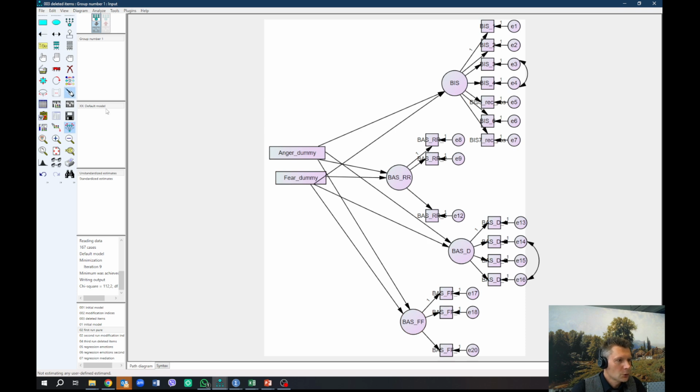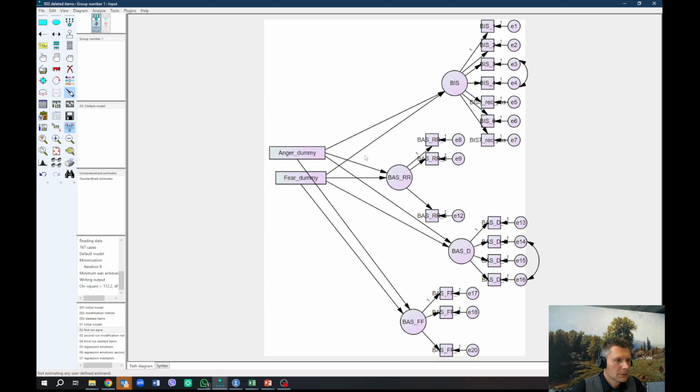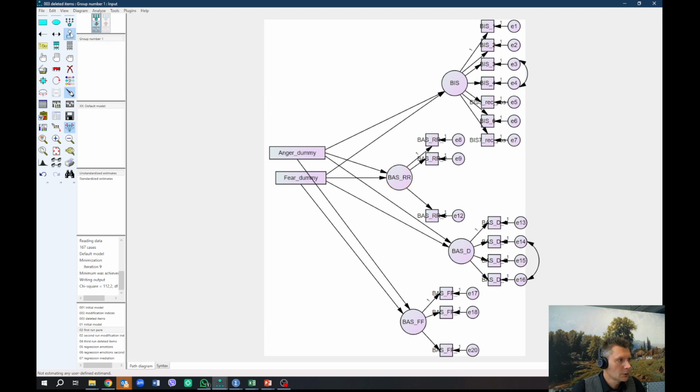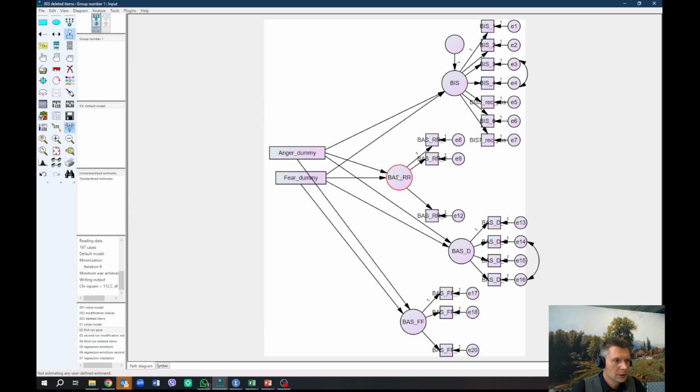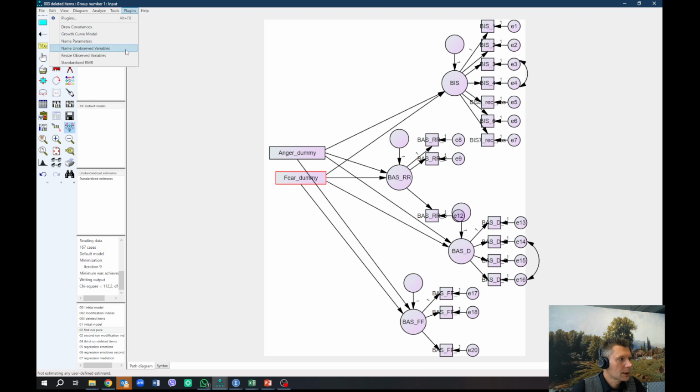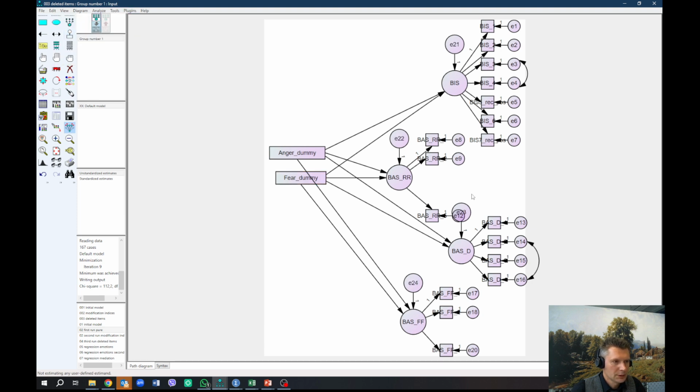We take the magic wand to make it look nice, and now we have a problem. It will not run the model because these items are dependent variables. If they are dependent variables, they need to have an error term, so we need to introduce the error terms. We add the error term here, here, here and here. Go to plugins and name unobserved variables, and as you see, it added some names, and now theoretically we can run the model.